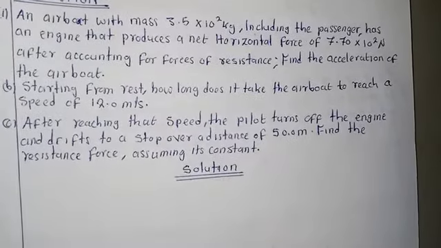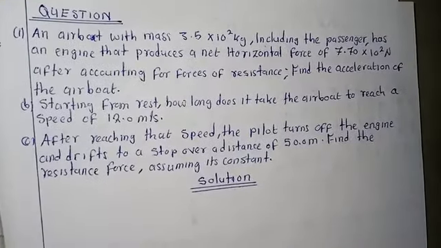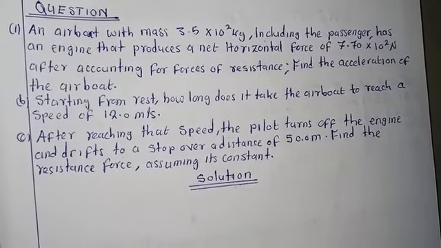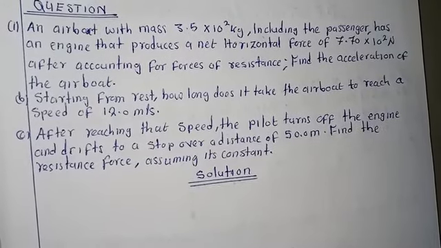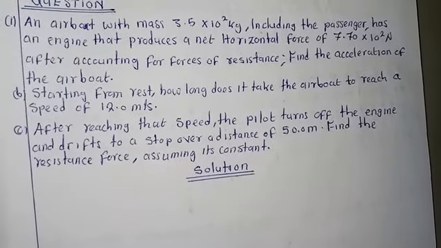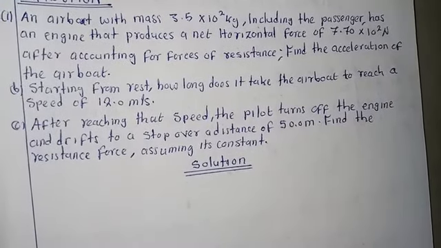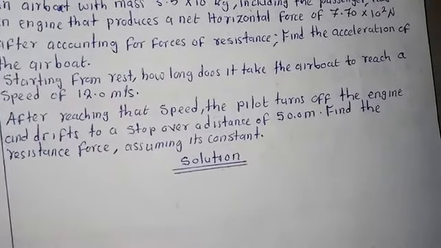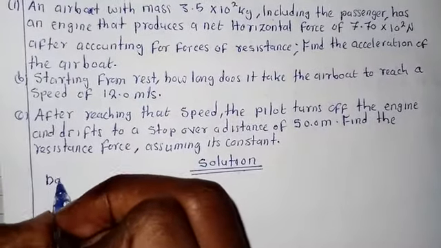We have a very, very nice question here. Let's try to apply something here. An airboat with a mass of 3.5 multiplied by 10 squared, that is 350 kg, including the passenger, has an engine that produces a net horizontal force after accounting for forces of resistance. Find the acceleration of the airboat. All right, this is very, very simple, but we are going to do this question together. The first thing to do is simply to write the data.